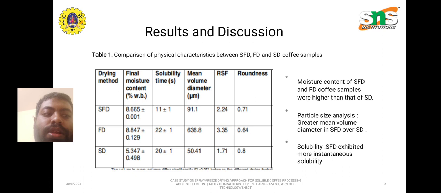As for solubility, spray freeze drying exhibited more instantaneous solubility because it has a shorter dissolution time, that is, 11 plus or minus 1 second, compared to freeze drying and spray drying, which were 22 plus or minus 1 and 20 plus or minus 1 seconds.